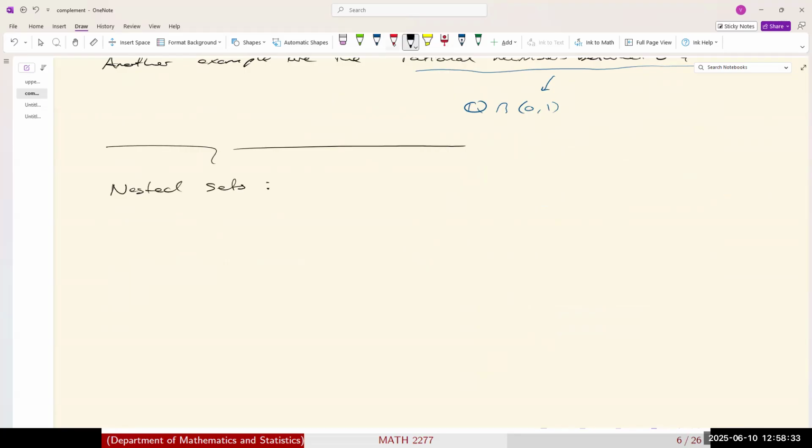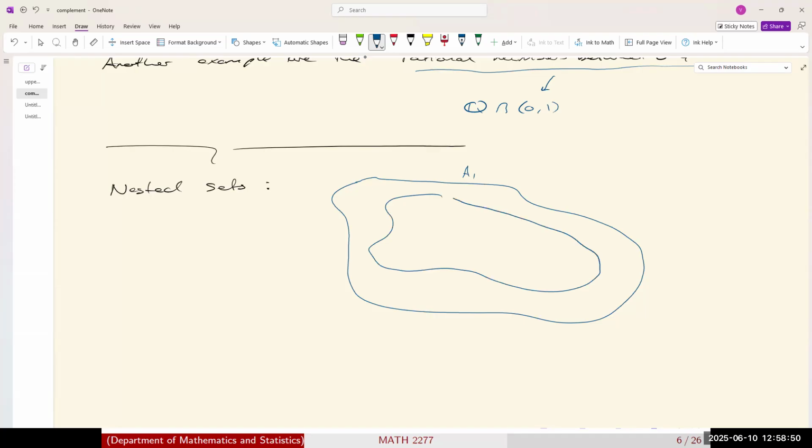Right, so here's the diagram of a nested set. This is just for any set, not necessarily an interval, just any sets. This is A1, A2 is inside. This is A2. Where's A3? Inside A2. Okay, so you get the idea. This is what nested means. Each set is inside the previous one.